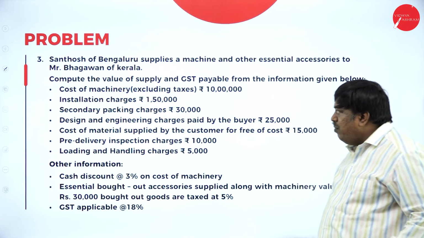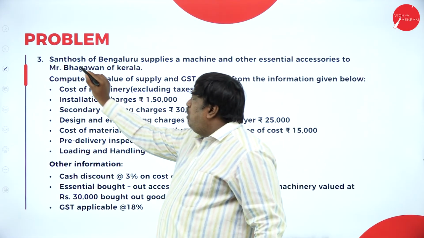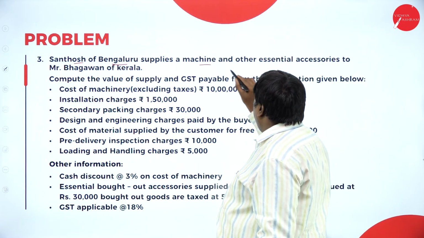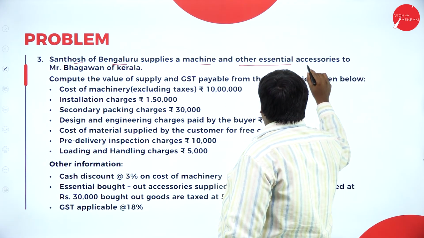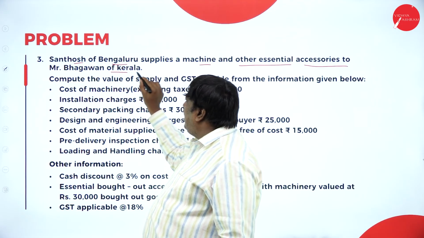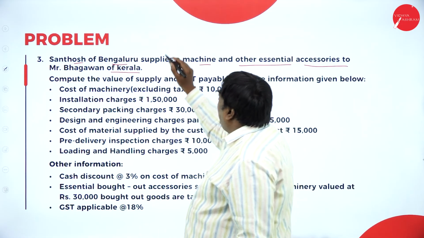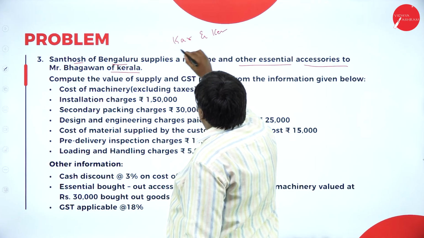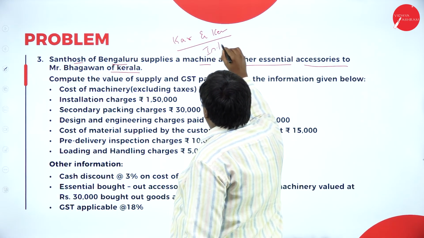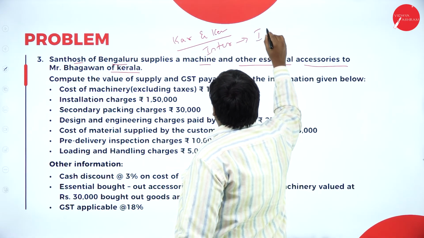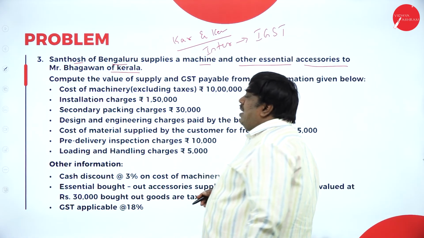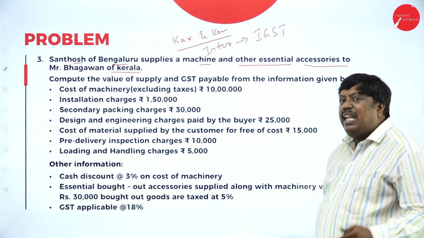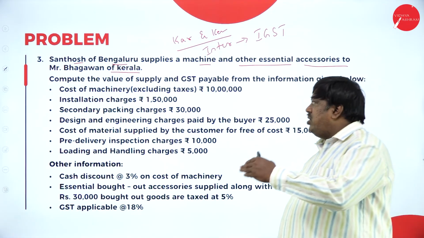Let us consider one more problem. I am Mr. Santosh, residing in Bangalore. I am supplying a machine with other essential accessories to a person who is residing in Kerala. So now the transaction is between Karnataka and Kerala. So it is called as inter-transaction. So this attracts IGST. Whenever it is inter-transaction, it is IGST; intra, CGST, SGST.